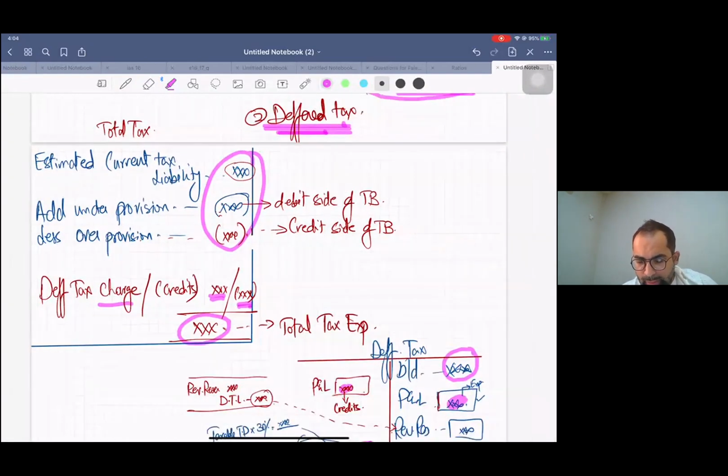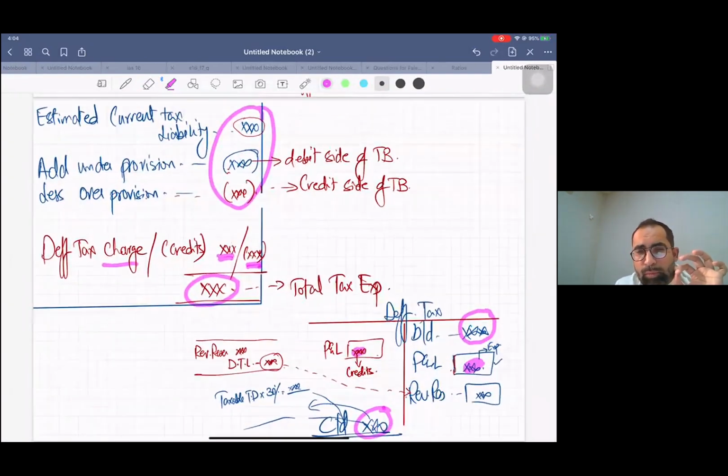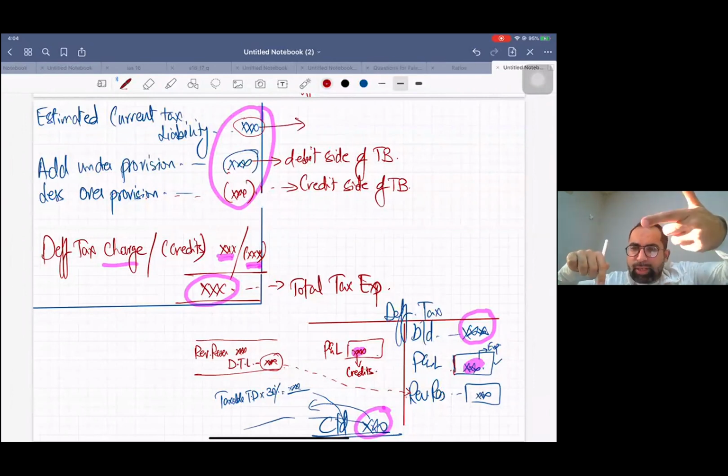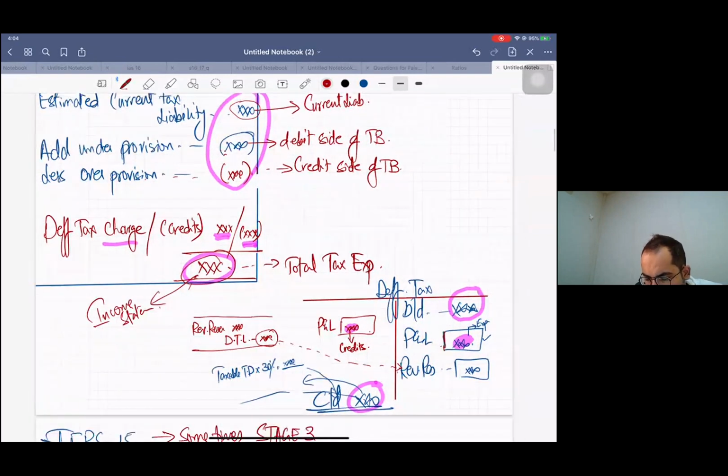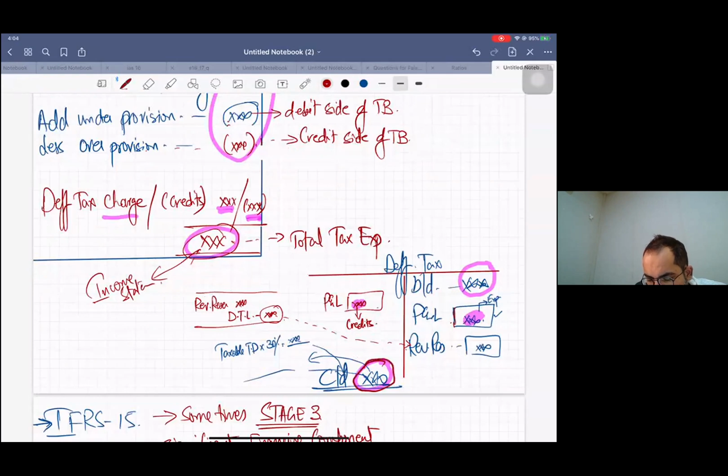Now look at the screen carefully. Which thing will go where? First of all, this year's current tax we pay very next year, so this is your current liability at the year end. This total tax expense will go in the income statement, that is SOCI. And this closing deferred tax liability is a non-current liability at year end.